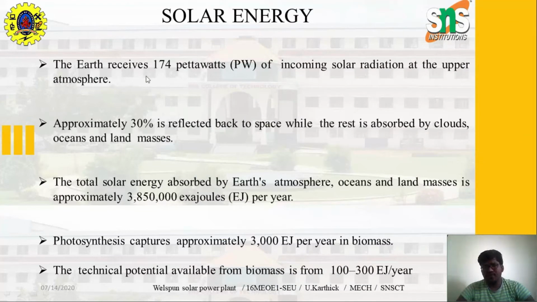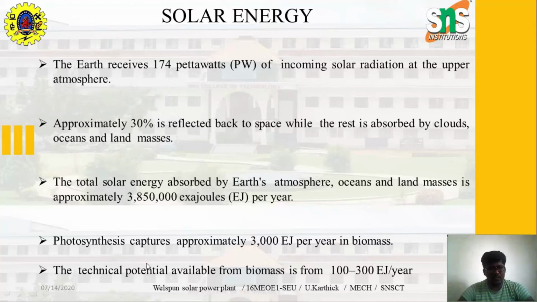From the sun, almost 174 petawatts of solar radiation is coming to the earth's upper atmosphere, right? Approximately 30% is reflected back to space, while the remaining is absorbed by clouds, ozone and land masses. So per year, the solar energy absorbed by earth is almost 3,850,000 exajoules.